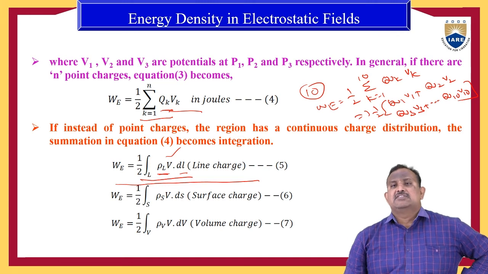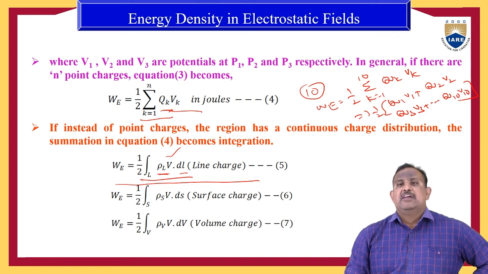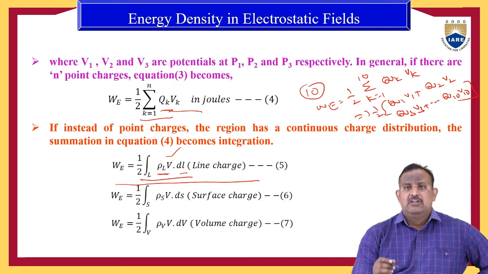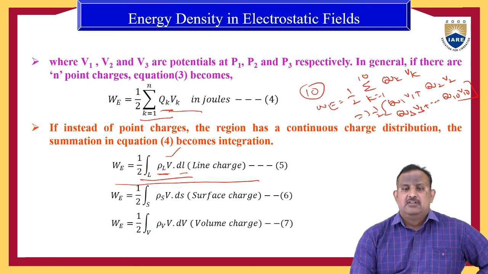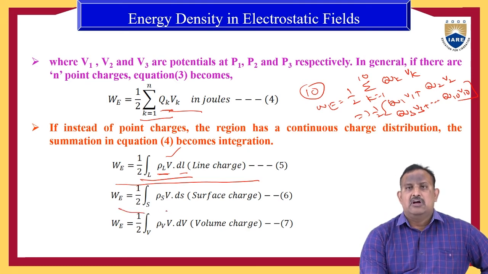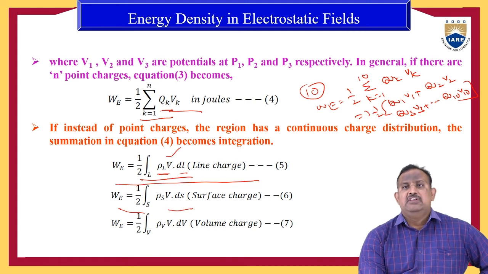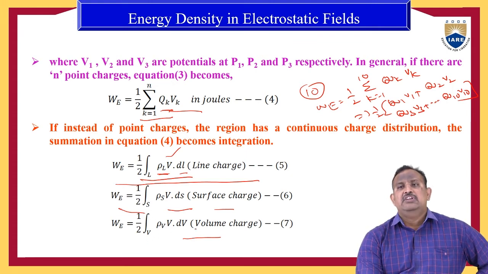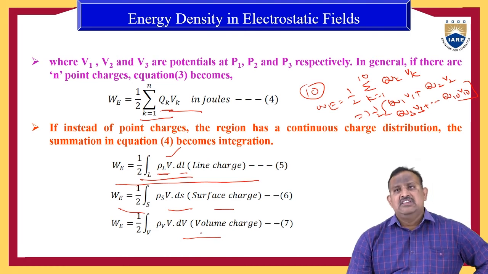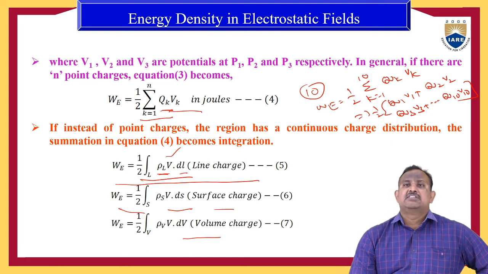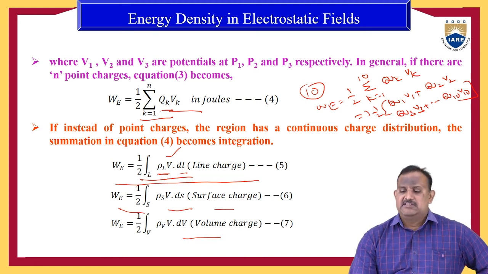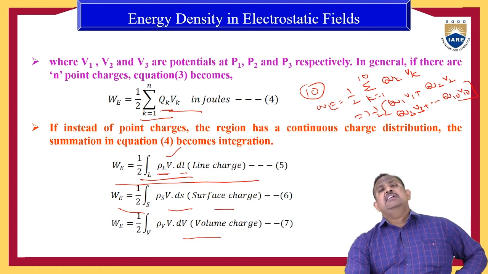Here rho L is the line charge density, rho S is the surface charge density, and rho V is the volume charge density. Therefore, for surface charge density, the work done required is W is equal to half into the surface integral of rho S into V into ds. Similarly, for volume charge, the total work done required is half into the volume integral of rho V into V into dv. So this is about the energy required in moving point charges or continuous charge distributions from infinity to points in space.